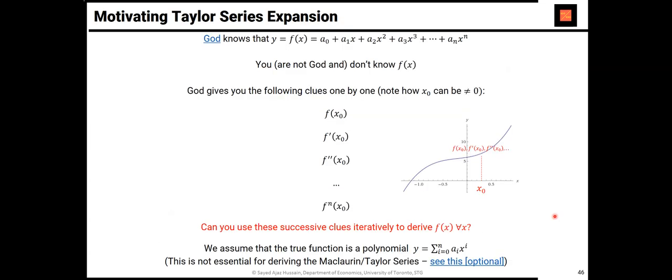All right. Taylor series says completely something different. Taylor series now says, once again, God knows the true function. That says a polynomial. And God gives you clues not about the value of the function at 0, but about the value of the function at x0. See? So God progressively tells you the value of the function at x0, the slope at x0, second derivative at x0, third, fourth, fifth, and so forth. With all these clues, just knowing what these things are at x0, can I find the value of the function everywhere? Well, yes, you can.